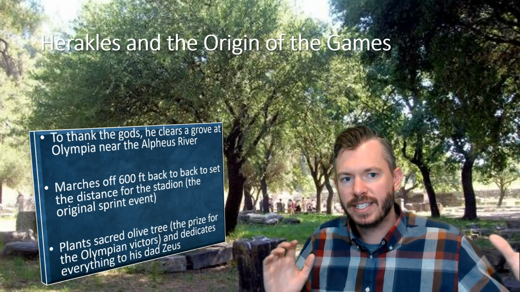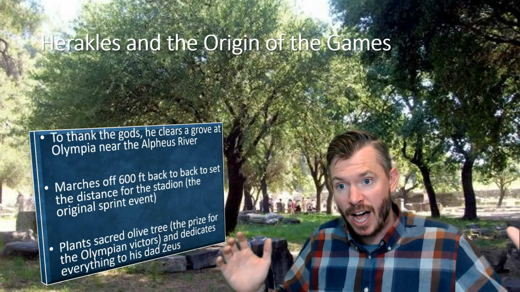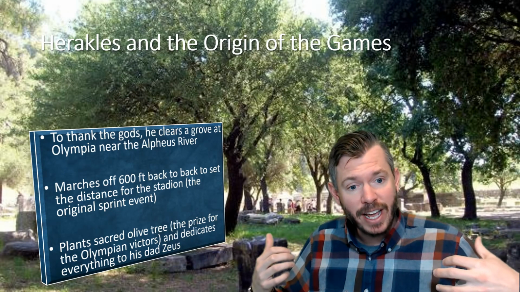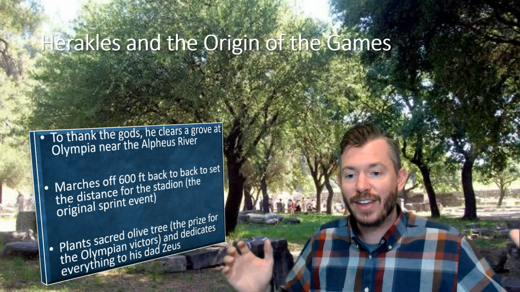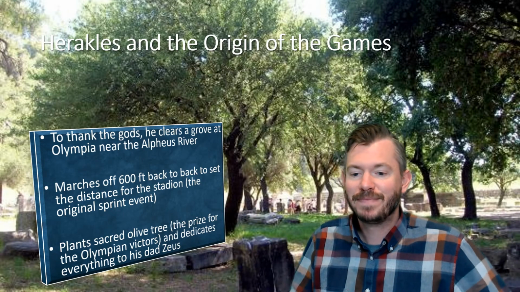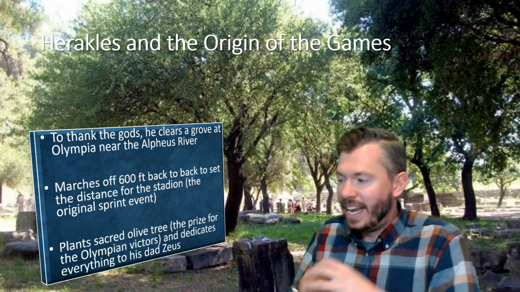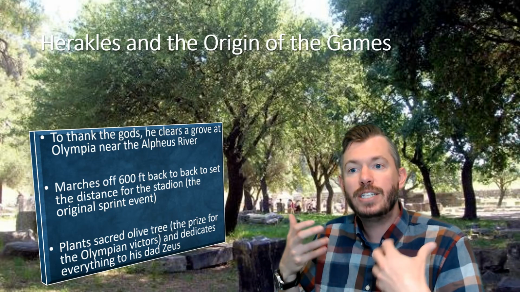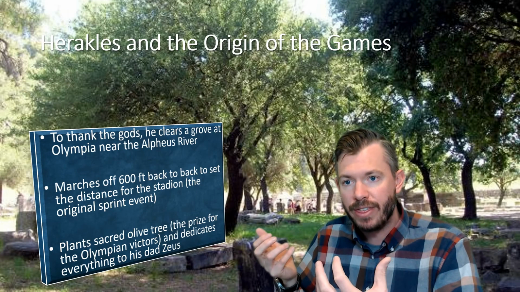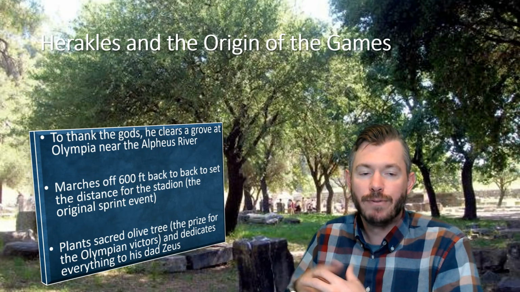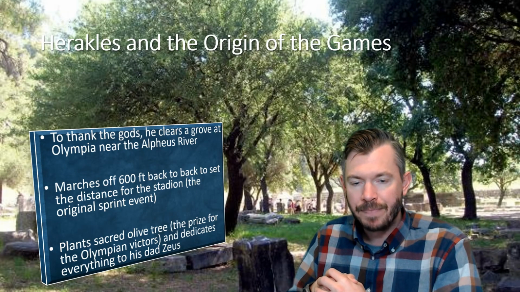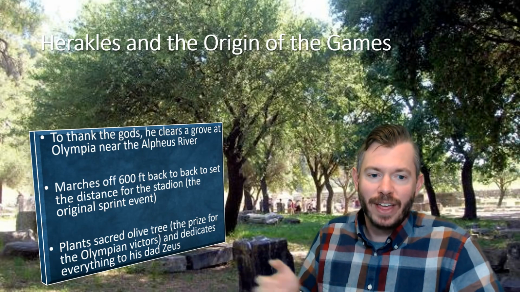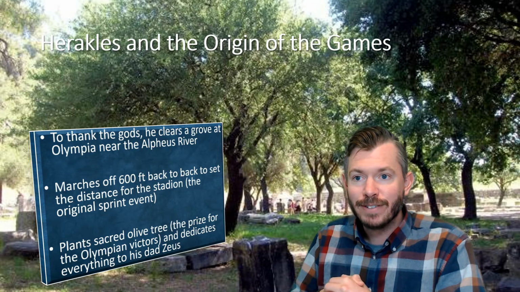The race is known as the Stade. It takes place in a stadion, which is where we get our word stadium, and that is based on the length of Heracles' feet. Now, the other thing he does is he plants a sacred olive grove, and what we're going to see is that the olive wreath becomes the prize for victors at Olympia. And he ends up dedicating the whole thing to his dad, Zeus.